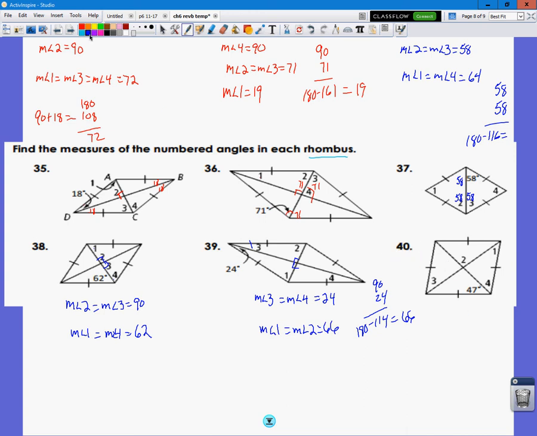In problem number 40, angle 2 is 90 degrees. Since diagonals bisect opposite angles, angle 4 would be 47 degrees. And again, finding angle 1 and angle 3, they would be the same. I'd have 90 and 47. I've used up 137 degrees out of 180. And I would subtract it to find angle 1 and angle 3, which would both be, in this case, 43 degrees.